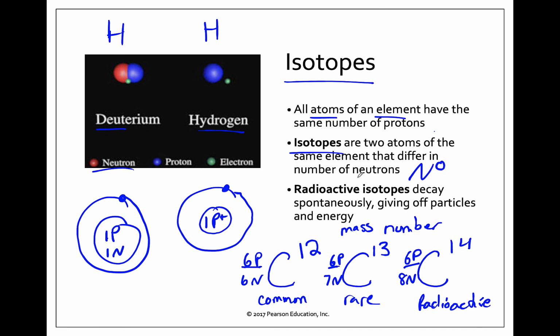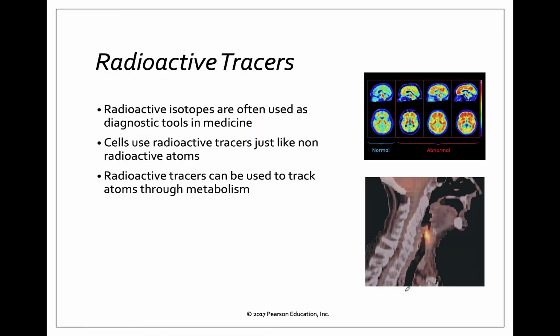So a radioactive isotope is something that decays. This isotope situation where it's got these extra neutrons is not a particularly stable situation. It's going to tend to give off particles, and when it does, it's going to give off energy, and that energy can be so great that it can actually fluoresce. We use these in science and medicine as radioactive tracers.